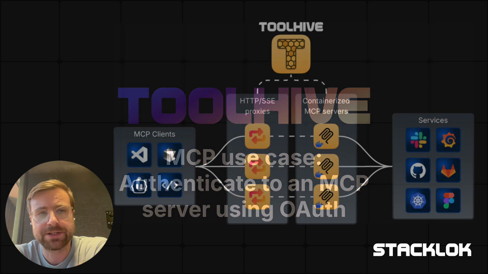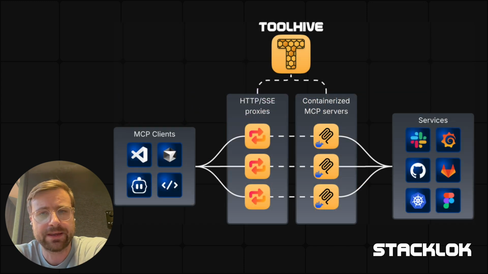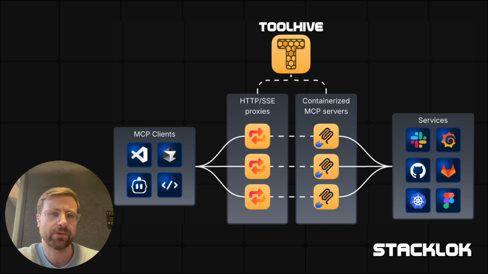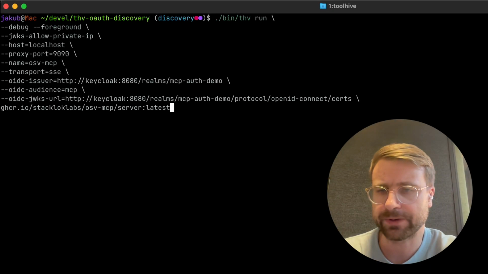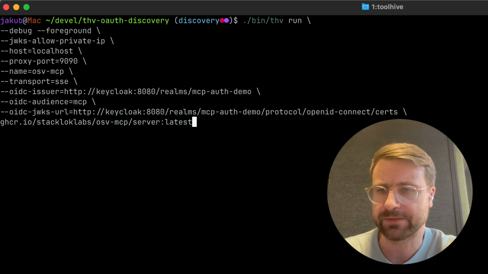ToolHive, which is the project that we are working on, lets you run an existing MCP server as a container and front it with a proxy that makes sure that only authenticated users can access it. In the demonstration, I'll be using one of our own MCP servers, OSV, that lets you access vulnerability data. And this server doesn't have any logic about authentication or authorization whatsoever. So first, we're going to start the MCP server.